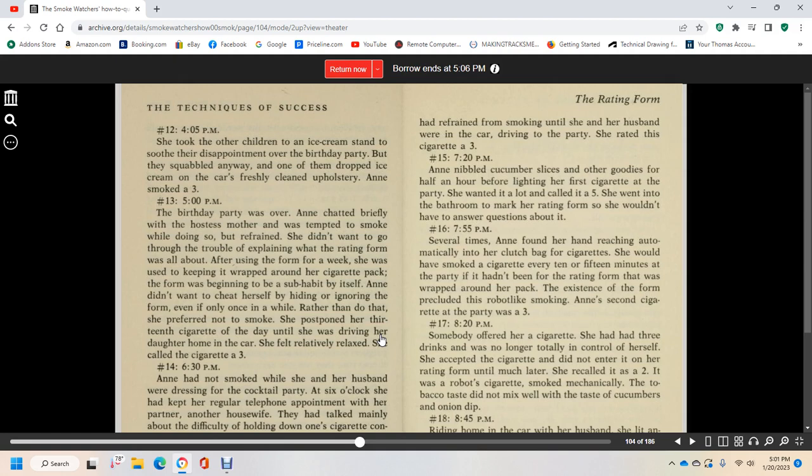Number 13, 5 p.m. Birthday party was over, and Anne chatted briefly with the host mother. She attempted to smoke while doing so, but refrained. She didn't want to go through the trouble of explaining what the rating form was all about.